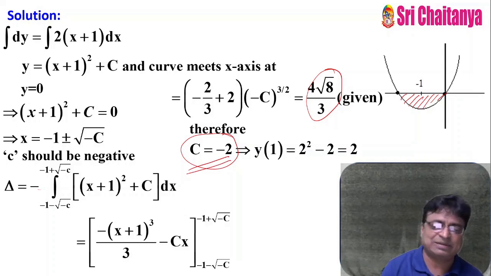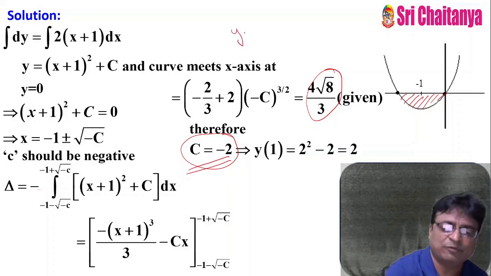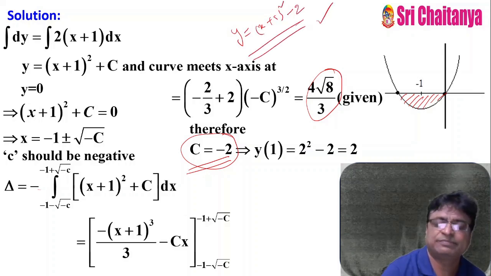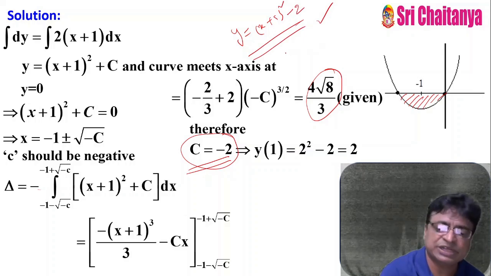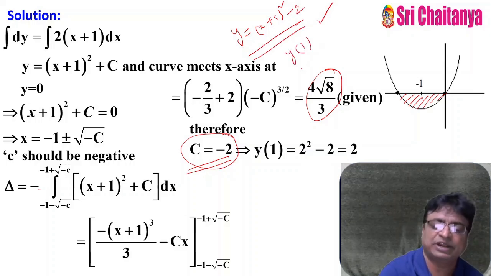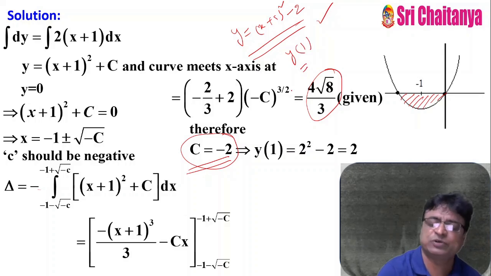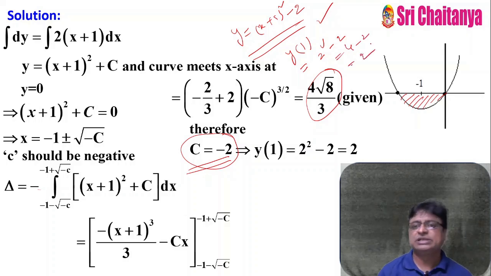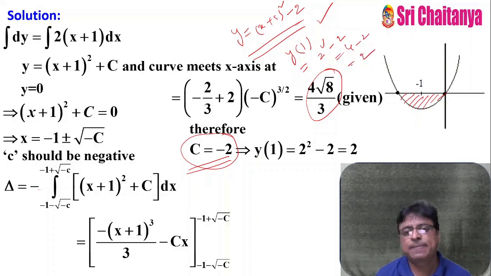So my job has been completed. My curve is now y equal to (x plus 1) whole square minus 2. But they are asking for the value of y at 1, y of 1. So you substitute x equal to 1. That is 2 square minus 2. You will get 4 minus 2, that is 2. See my friends, how simple it is.